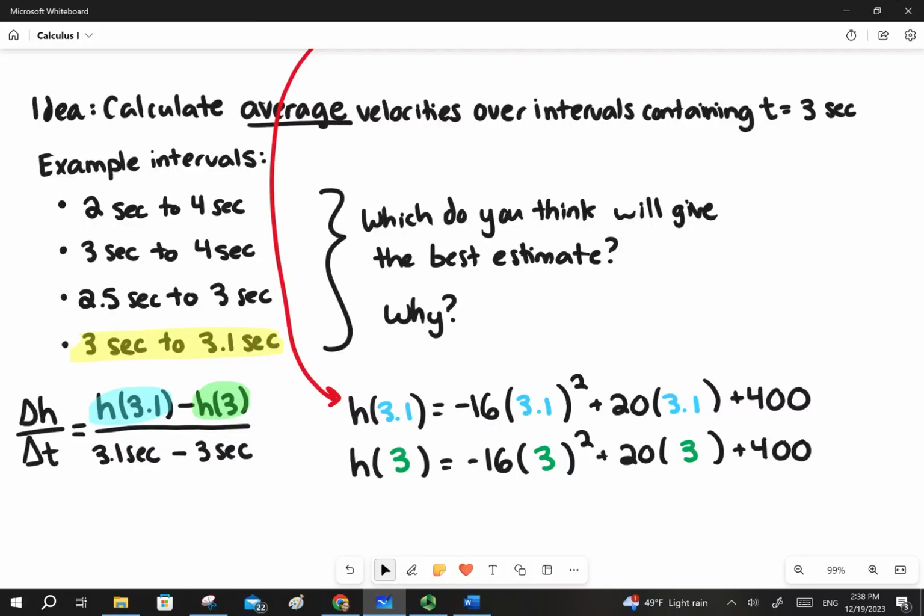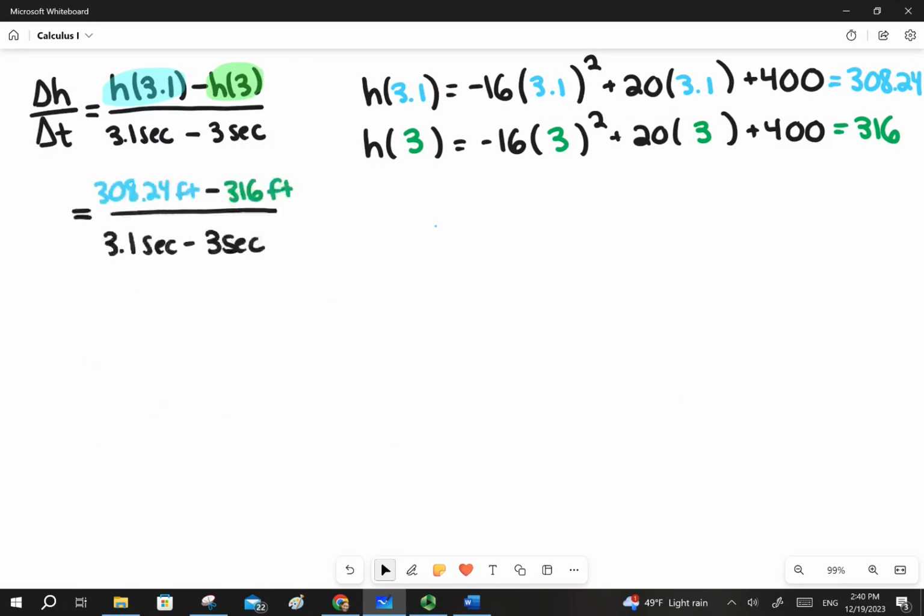Doing so, I get h of 3.1 equals 308.24, and h of 3 equals 316. So the average rate of change is 308.24 feet minus 316 feet divided by 3.1 seconds minus 3 seconds, which is negative 7.76 feet divided by 0.1 seconds, which equals negative 77.6 feet per second. Notice that the answer is negative, which tells us that the height of the object is decreasing at that moment of time, so the object is falling.